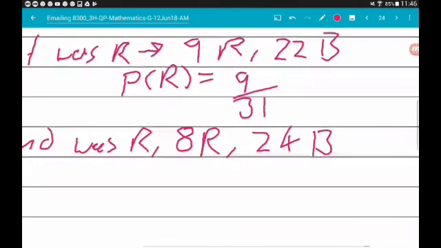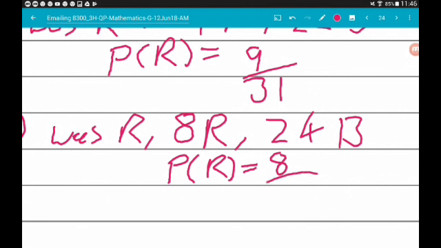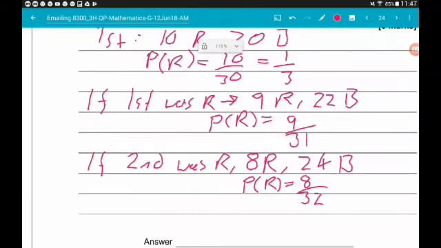So on the third selection, the probability of getting a red is 8 out of 8 add 24. So 8 out of 32. So we now know the separate probabilities at each stage.